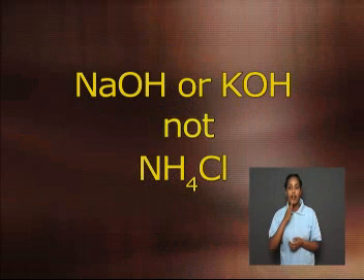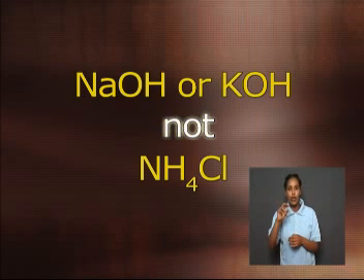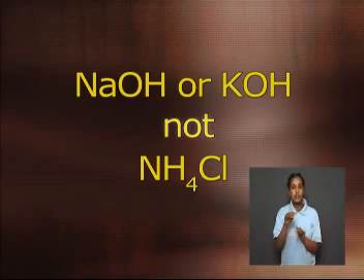Alkaline cells use the oxidation of zinc and the reduction of manganese dioxide to generate a current. But sodium hydroxide or potassium hydroxide is used in the cell instead of the salt ammonium chloride.